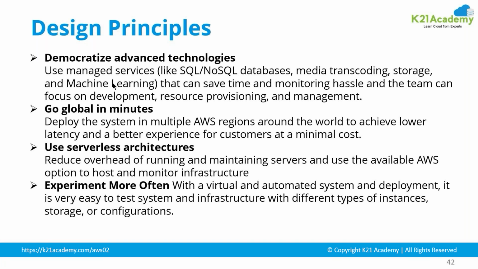Now try to use an API gateway instead. So democratize the advanced technology. Try to use the services which help you to go global in minutes, like CloudFront. It helps you to go global in minutes, like S3, like DynamoDB. With DynamoDB, you can create global tables, like Amazon Aurora, where you can create read replicas in other regions also.